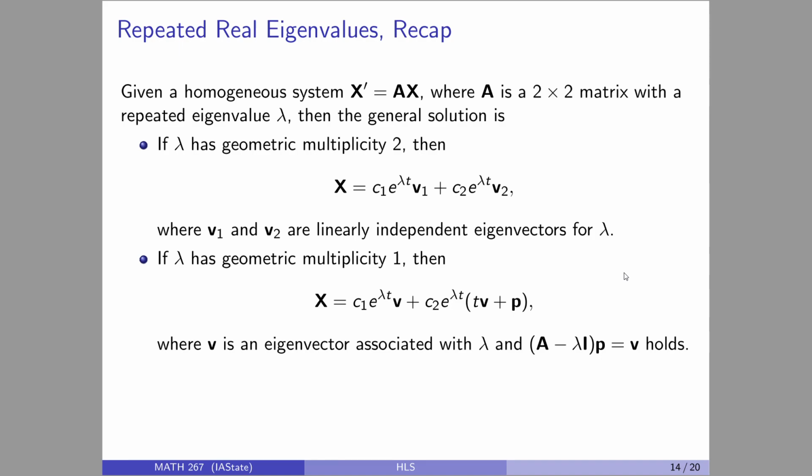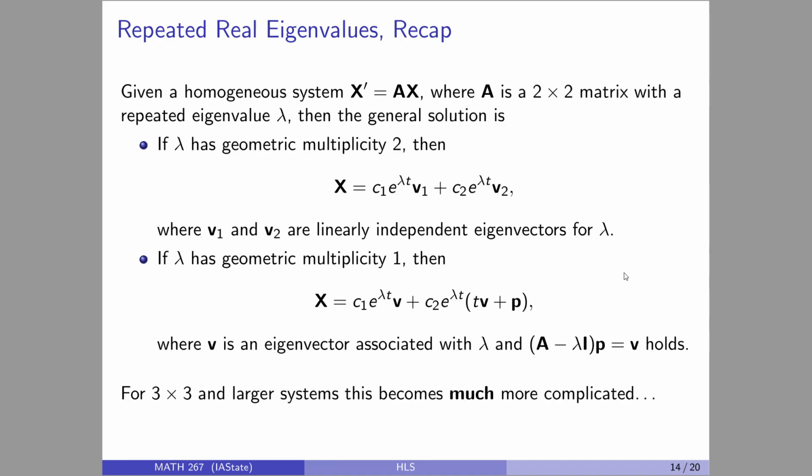Nice. Okay, and like I said, this is very specific to the situation of a 2x2 matrix. For 3x3 and larger, it becomes wild, right? Because note in the 3x3 case, you can have an algebraic multiplicity of 3 and a geometric multiplicity of 1, or a geometric multiplicity of 2, or a geometric multiplicity of 3. You can have an algebraic multiplicity of 2 and an algebraic multiplicity of 1. It gets way out there, and so we're just not gonna touch it.